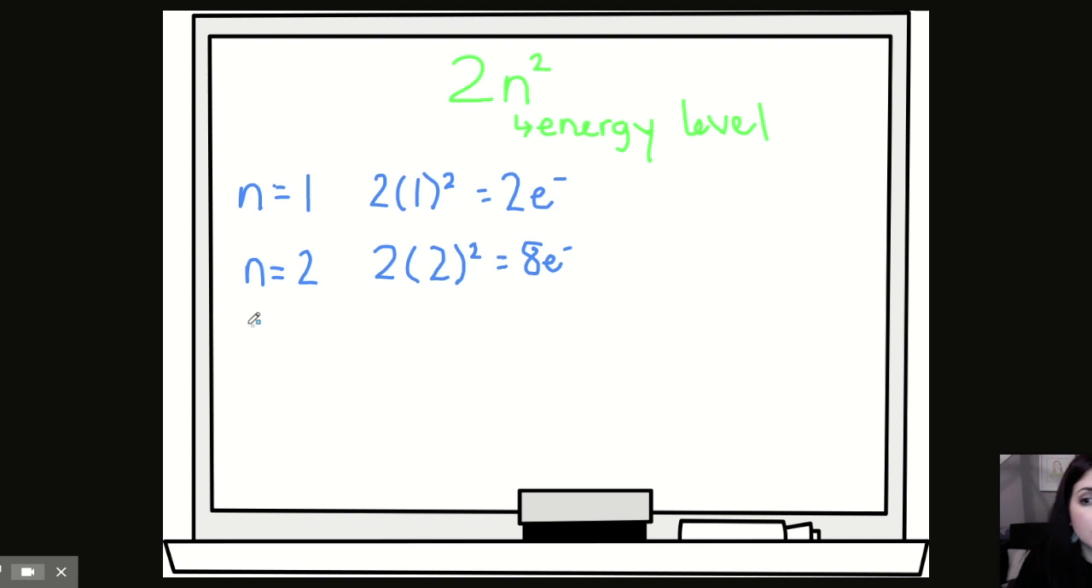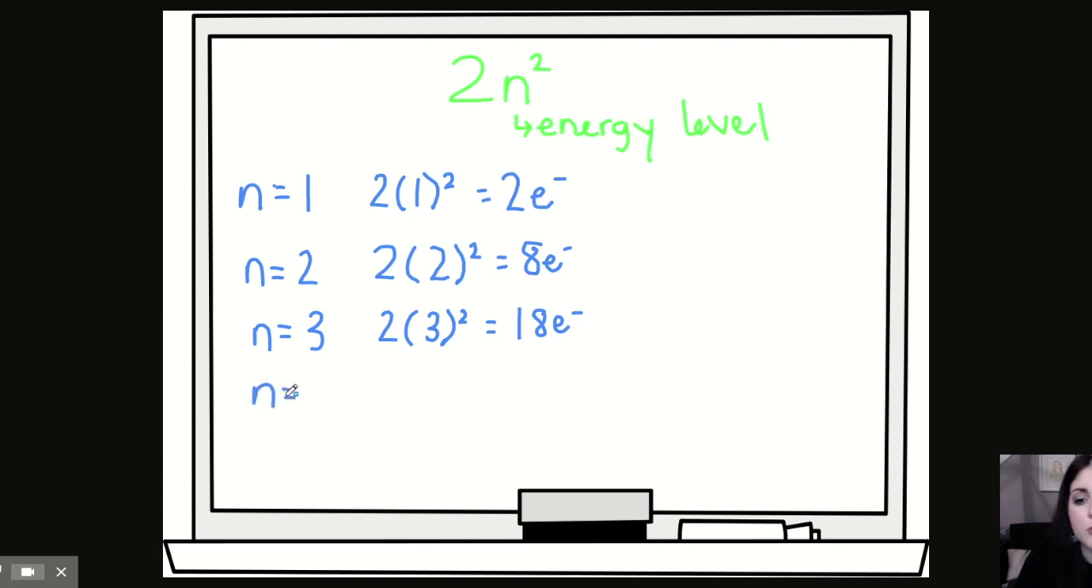And we can keep going with this. I mean, you can really calculate how many electrons are held in the 100th energy level, even more than that. Again, let's just plug it in just to see. So 2 times 3 squared. 3 squared is 9, times 2, 18 electrons. So the third energy level holds a maximum of 18.